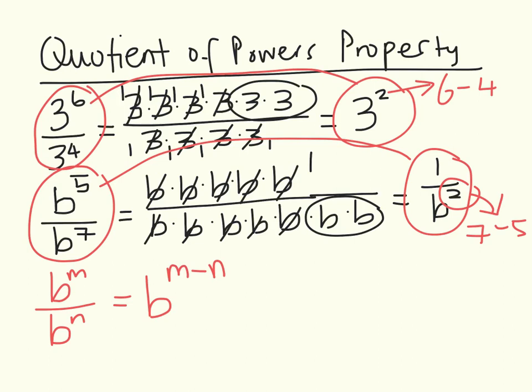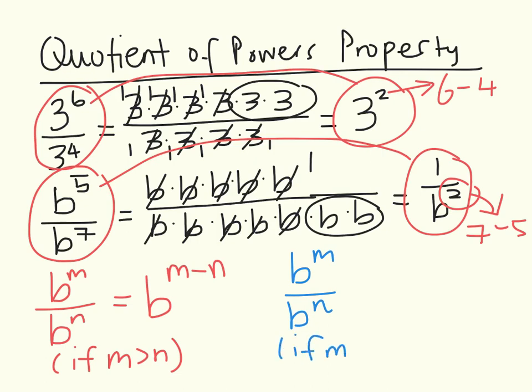That is, if m is greater than n. If the power in the denominator is bigger, you can do this instead: b to the power m divided by b to the power n, if m is less than n, all you can do is just put 1 over b to the power of n minus m. Okay, that ends my lesson now.